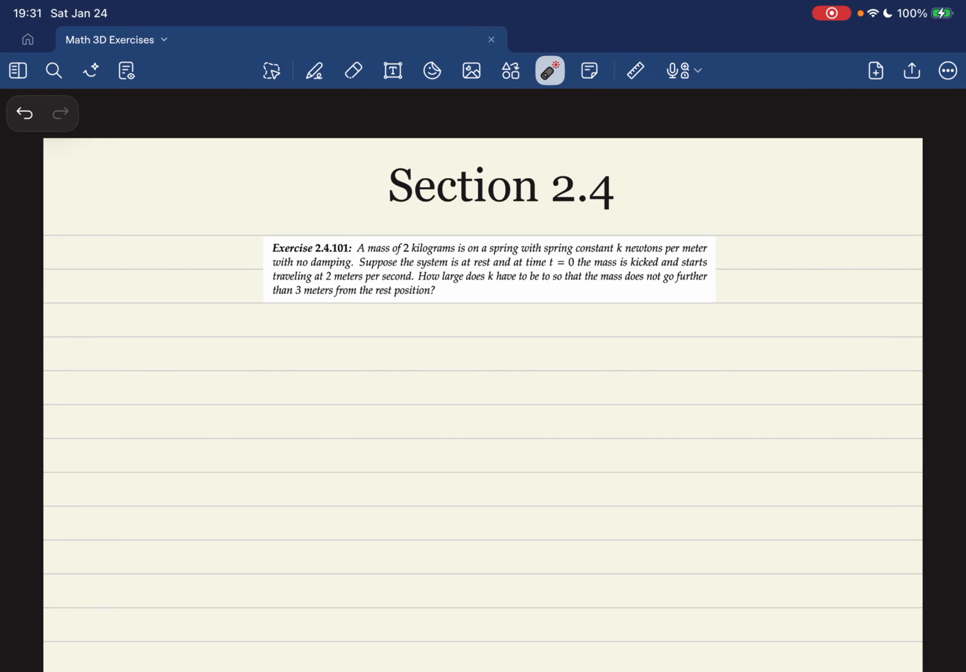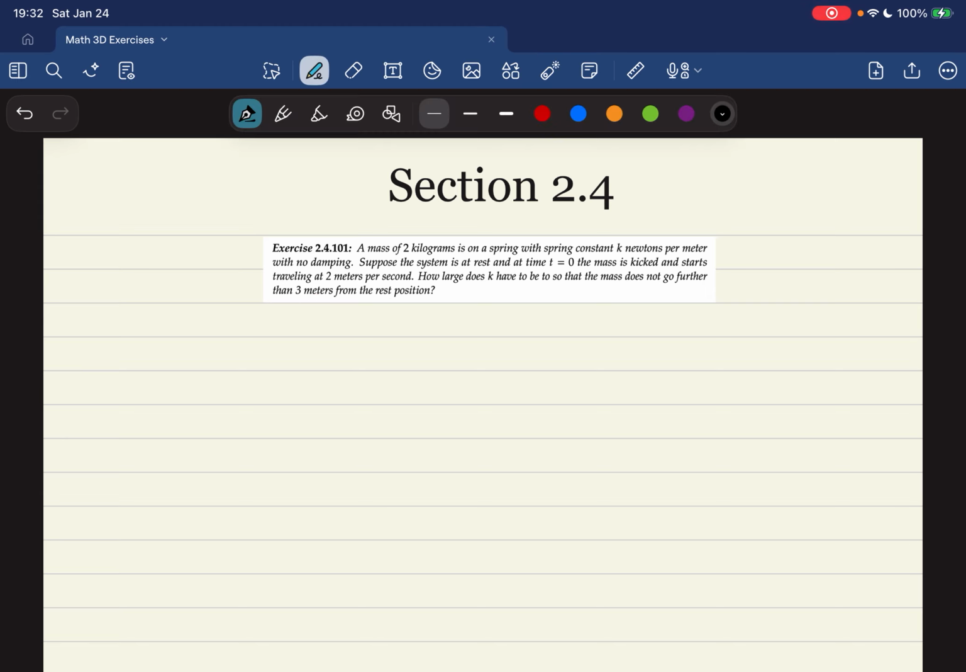So a mass of 2 kilograms is on the spring with spring constant k newtons per meter with no damping. Suppose the system is at rest and at time t equals 0, the mass is kicked and starts traveling at 2 meters per second. The question is, how large does k have to be so that the mass does not go further than 3 meters from the rest position?